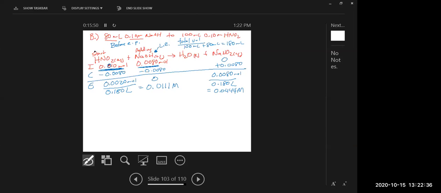We have left over at this point HNO2 and NaNO2. Hopefully you can recognize that these two things are related to each other. That is a weak acid, and that's the salt of its conjugate base. That again is known as a buffer. So you do have a buffer left over.